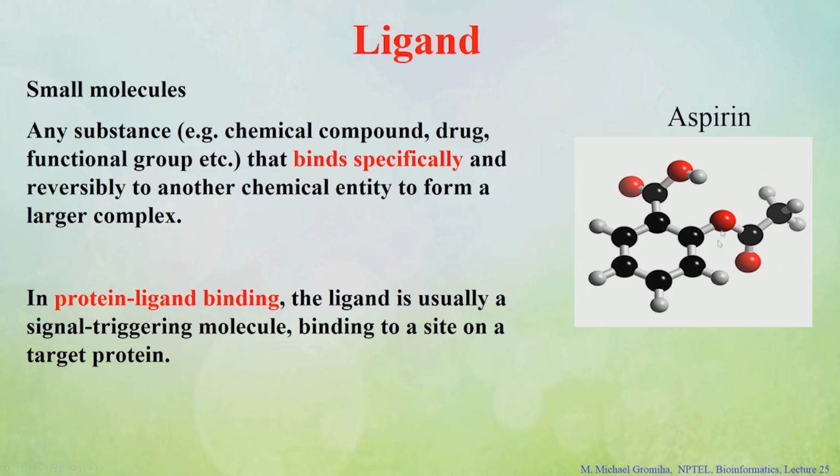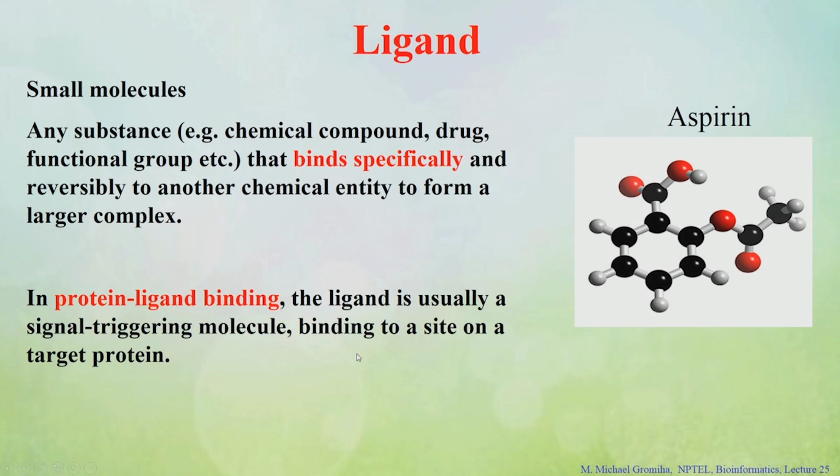Here is one example, aspirin. What is aspirin? It is a painkiller. If you have a headache, then you can take aspirin, which is a drug. If you look at protein ligand binding, you have a protein and a ligand. If they bind, the ligand is usually a signal triggering molecule, because it will attach to the pocket in the protein and trigger a response at the binding site. The site on the target protein where it binds is called the binding site.